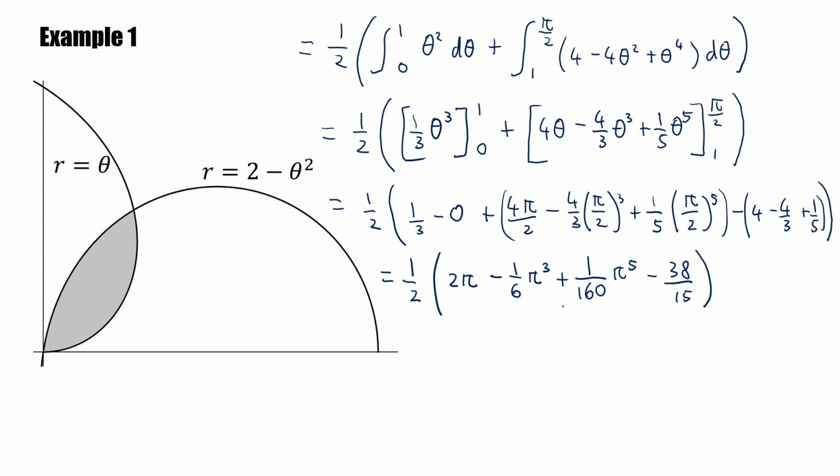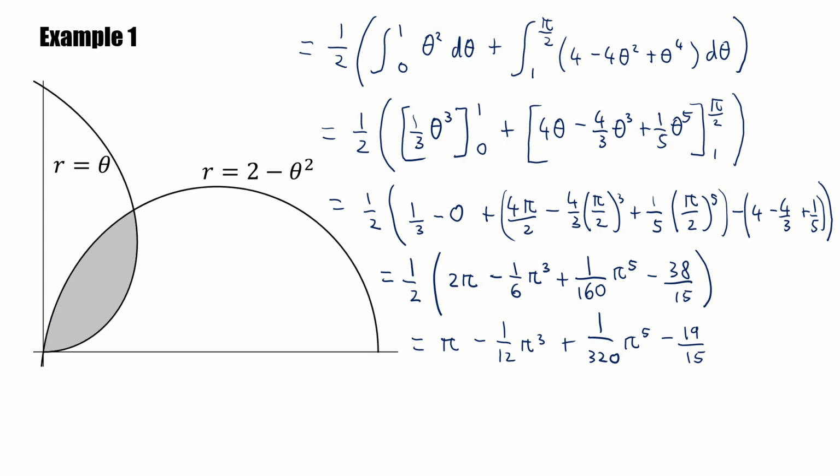Of course, you could choose to then multiply out the brackets with the half if you wanted to, so the final answer would be then just pi minus 1/12 pi cubed plus 1 over 320 pi to the power of 5, and then lastly minus 19 over 15. There you go, we did it.